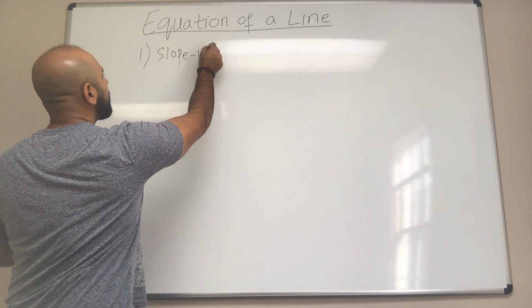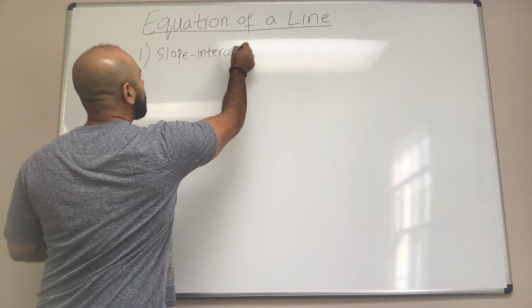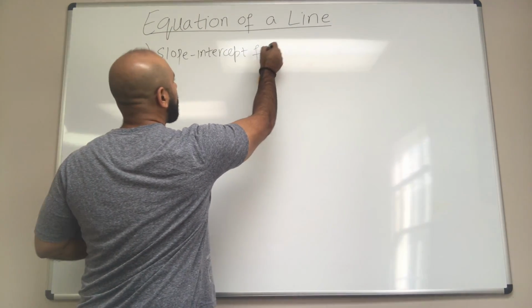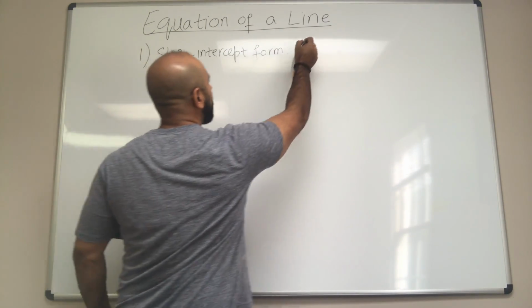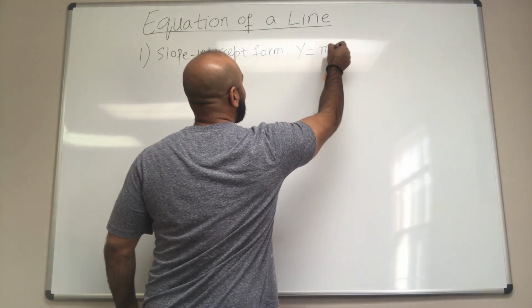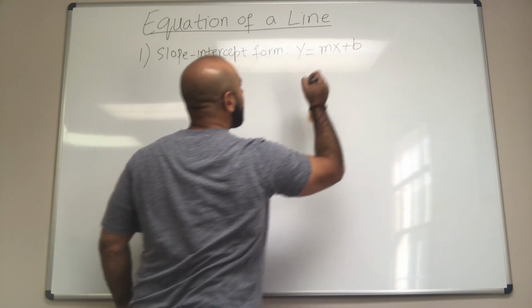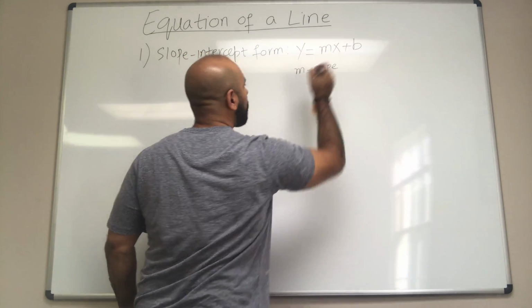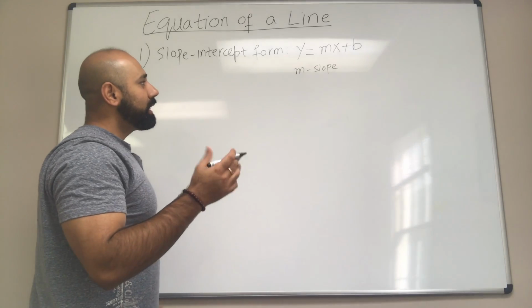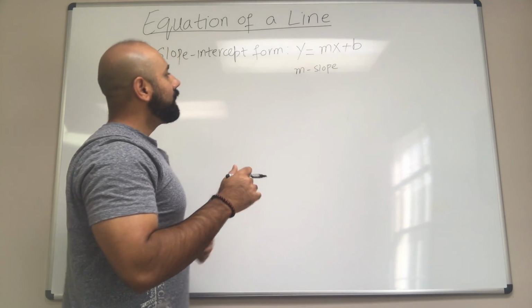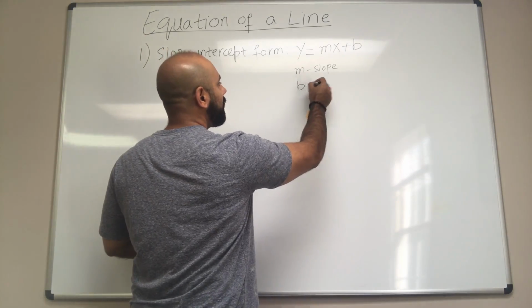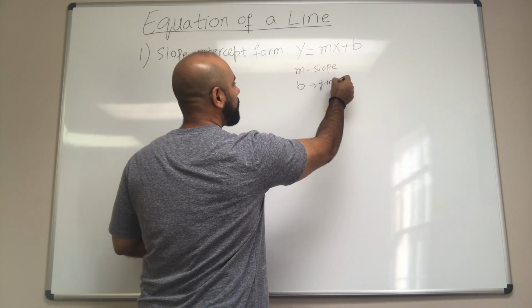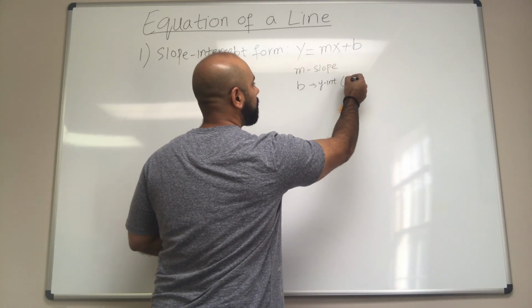The slope-intercept form looks like this: y equals mx plus b, where m stands for the slope of the line, which basically means how steep is the line, and b is the y-intercept, which is usually expressed as a coordinate.